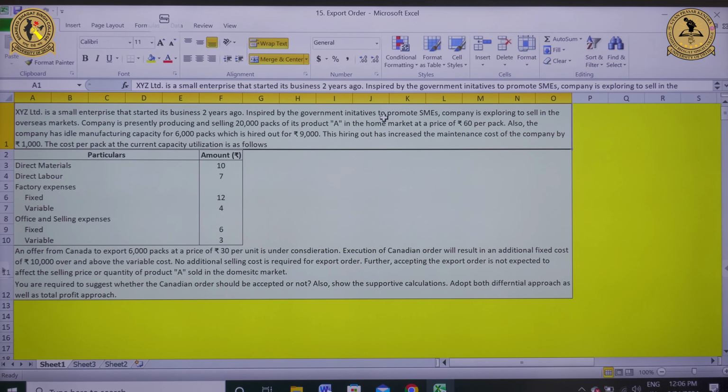Inspired by the government initiatives to promote SMEs, the company is exploring selling in the overseas market. The company is presently producing and selling 20,000 packs of its product A in the home market at a price of Rs 60 per pack. Also, the company has idle manufacturing capacity for 6,000 packs, which is hired out for Rs 9,000. This hiring out has increased the maintenance cost of the company by Rs 1,000.